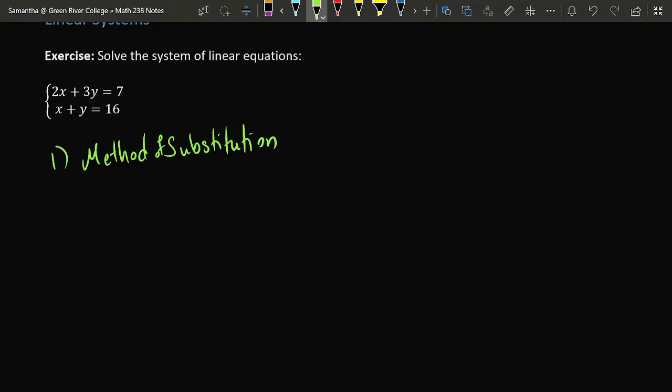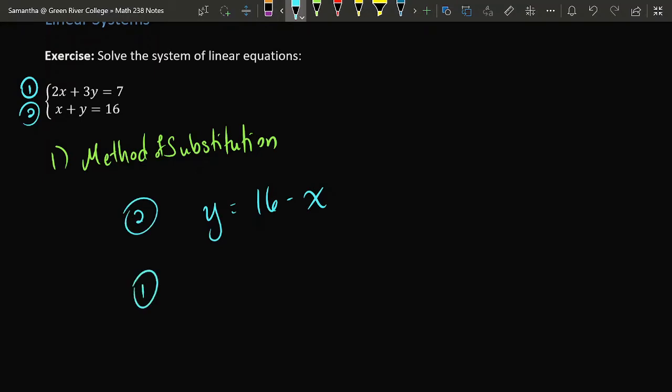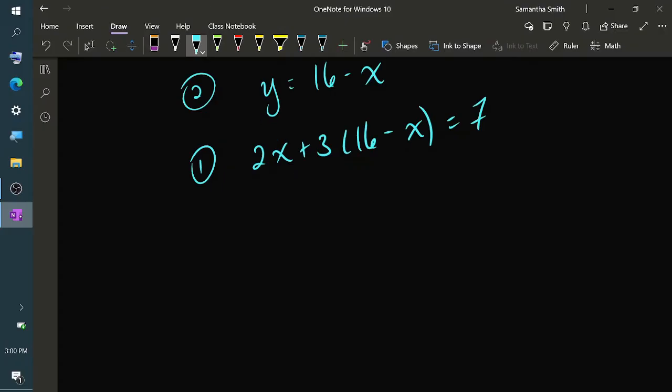In method of substitution, you take one of the equations in your system and isolate one of the variables. For example, you can take equation number 2 and subtract x from both sides in order to isolate y. Then you can plug this back into equation number 1, giving you 2x plus 3 times (16 minus x) is equal to 7. So this will give us 2x plus 48 minus 3x is equal to 7.